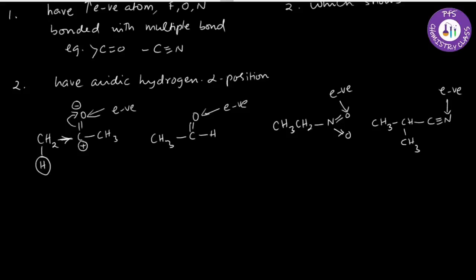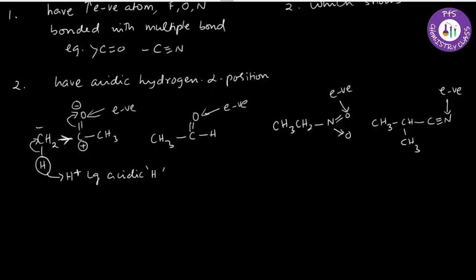So there is a pull like this at this place. When this pull is there, the carbon will try to acquire a negative charge, and therefore the proton will have a tendency to leave, because a proton is a very good leaving group. This hydrogen will be removed as H plus. This is what we call an acidic hydrogen. Whenever a hydrogen is removed as H plus, we call that an acidic hydrogen.